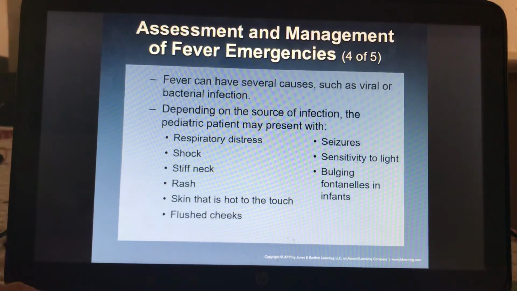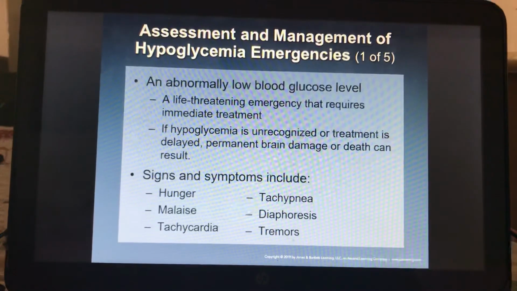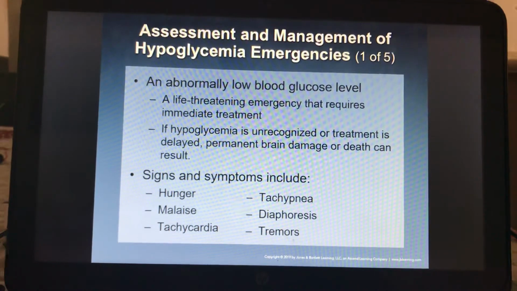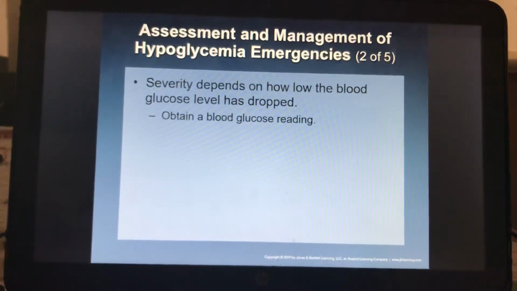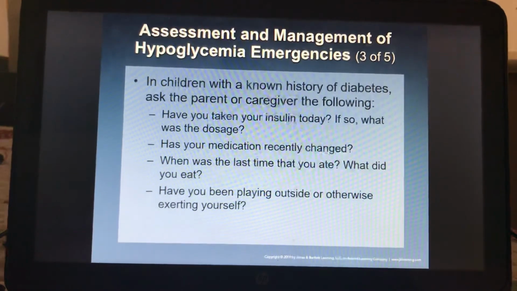Viral, bacterial infection. Kind of skipping through this, guys, because you already know this. I know you know this. Glucose level. So if you have any altered mentation or any altered mental status, one of the things you want to check is your glucose level. See if it's low. See if it's high. Because either way, you're probably going to have to do something about it.